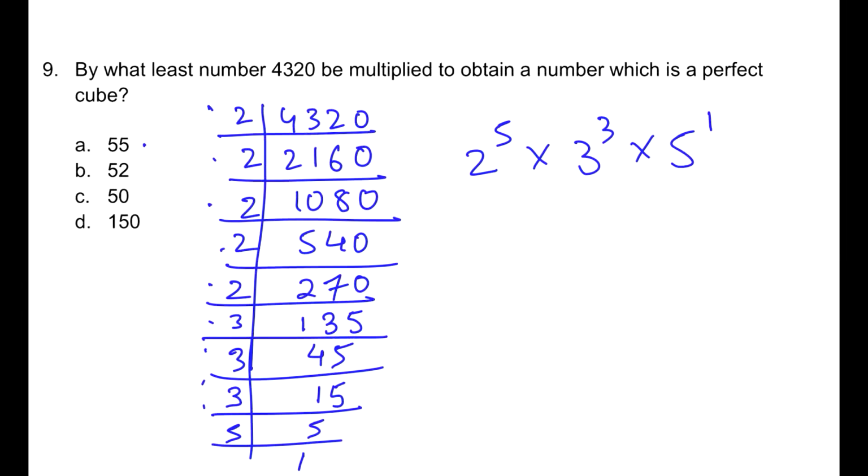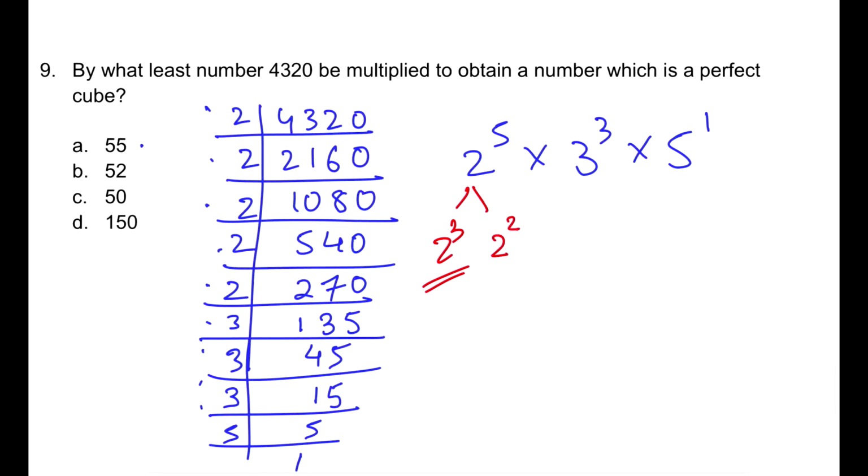Now I understand one thing: there is already a 2 to the power 3 in it, so a cube already exists, but 2 to the power 2 is left over. So to make it a cube, I will have to multiply it with one more 2, so that it becomes 2 to the power 6, which can be called a perfect cube number. 3 to the power 3 is already a perfect cube, so no problem in that.